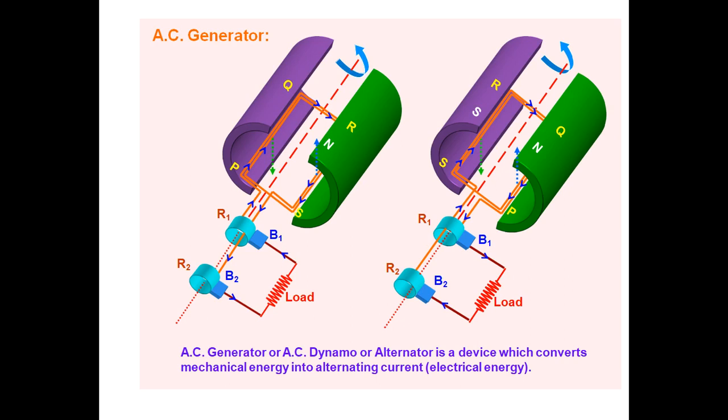Here we'll take the N and S poles, the north and south pole, and in between the two, a strong magnetic field is produced, and that is a uniform strong magnetic field. In that uniform strong magnetic field, you should take one coil, wound with N number of turns, that is the armature. So you should take the armature coil.